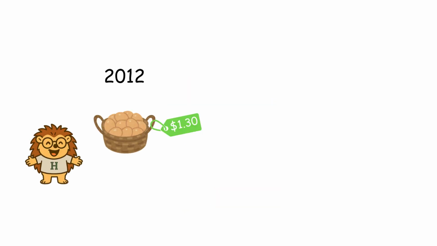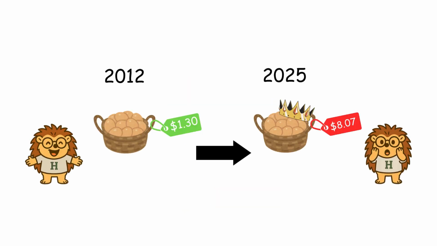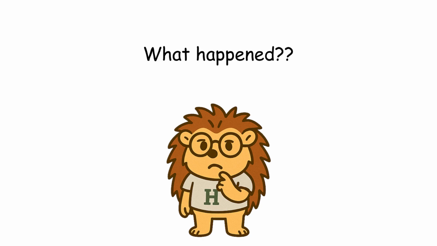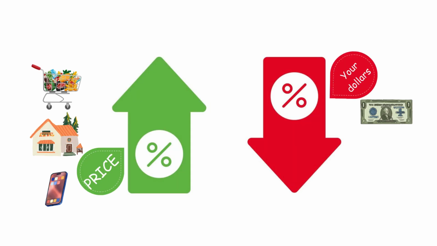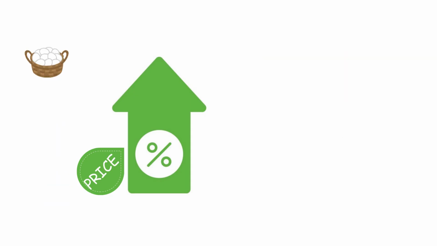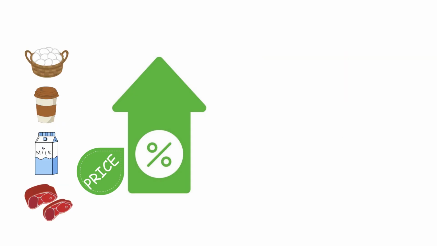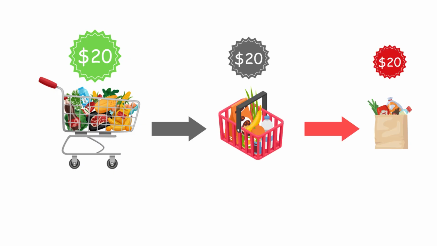$1.30 for a dozen eggs in 2012, and over $8 in 2025? What happened? Inflation means prices go up, and your dollar buys less. Inflation is easy to notice, for example, in everyday food items like eggs, coffee, milk, and meat. Over time, you get fewer and fewer items for the same $20.